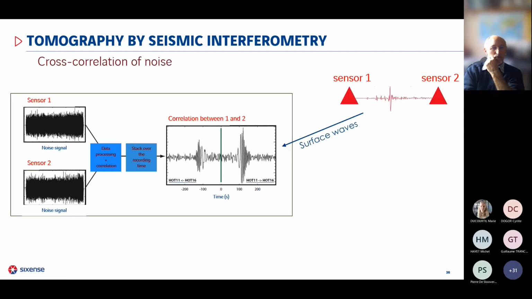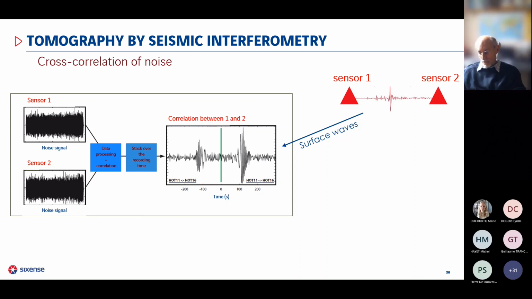Now, how do we go from noise signal to a dispersion curve? The procedure is called seismic interferometry, and it consists of computing the cross-correlation of noise signal between two different sensors. In theory, with the cross-correlation, if we have the right conditions, such as a homogeneous distribution of sources, we could obtain what we call the Green's function, which represents the impulse response of the medium between two sensors.